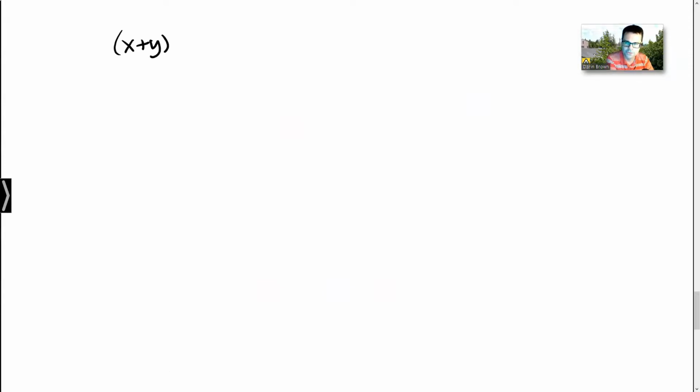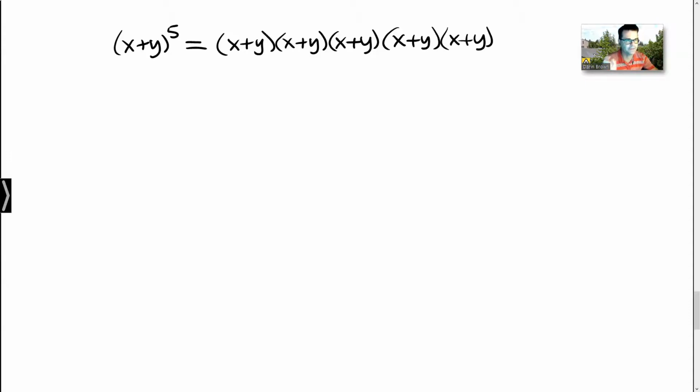What are we really doing when we're taking x plus y to the fifth? Well, we're multiplying x plus y, x plus y, x plus y, x plus y, x plus y, right? We're multiplying it out 5 times. Now, when you multiply out a bunch of polynomials times each other, how many terms do you get? In general, the terms that you get are the sum of all the products whose factors are a factor from each individual binomial.